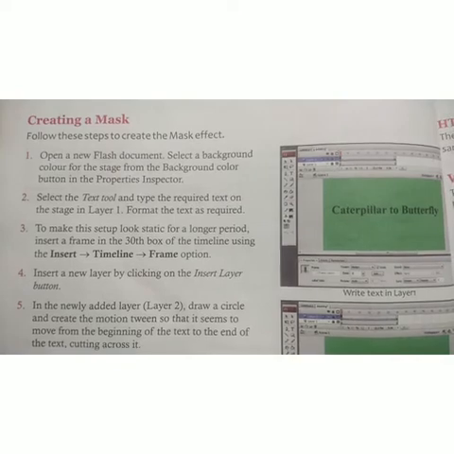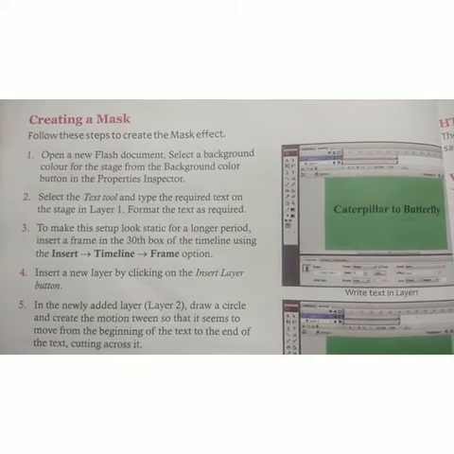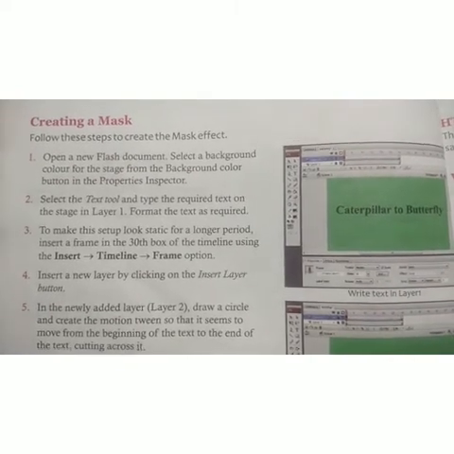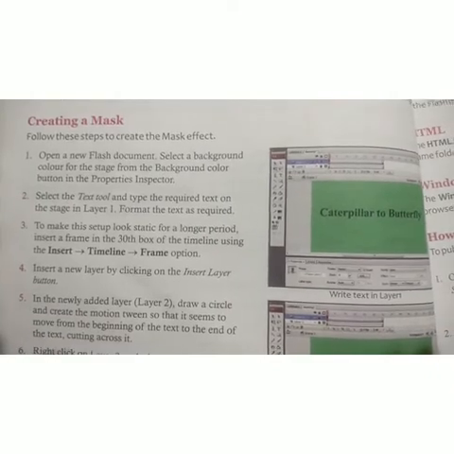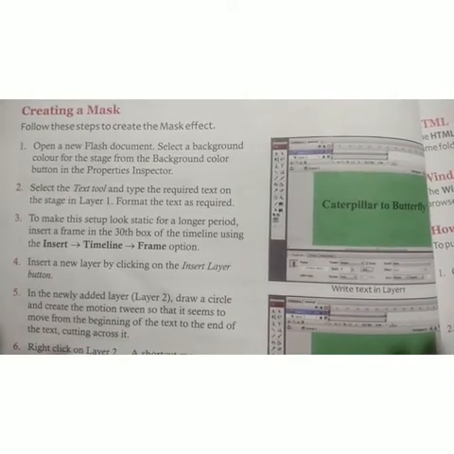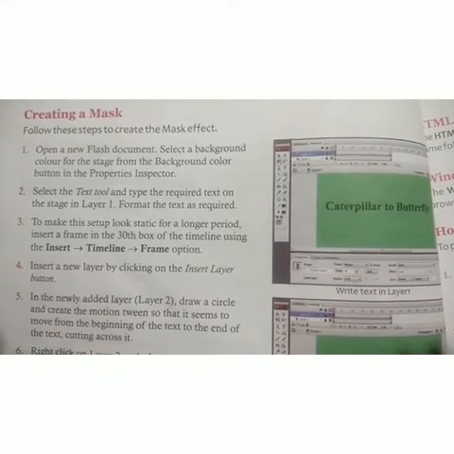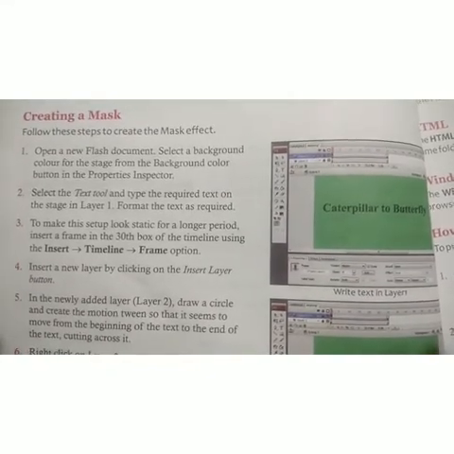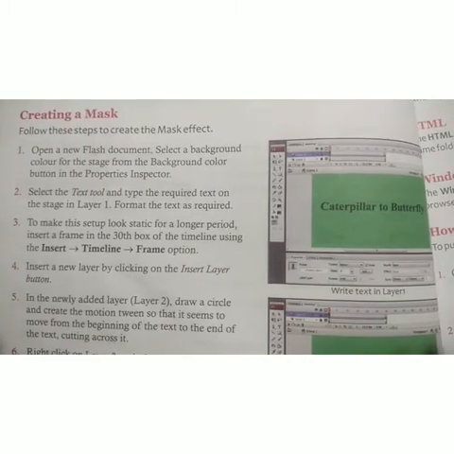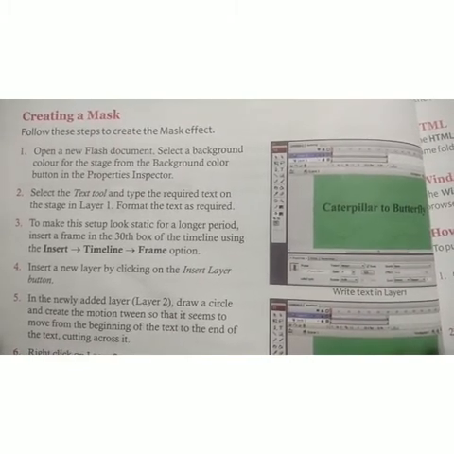So let's start. Let's discuss. Follow these steps to create the mask effect. First, open a new Flash document. Select a background color for the stage from the background color button in the properties inspector. Second, select the text tool and type the required text on the stage in the first layer. Format the text as required.